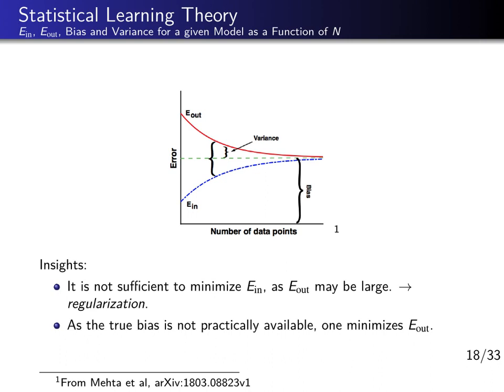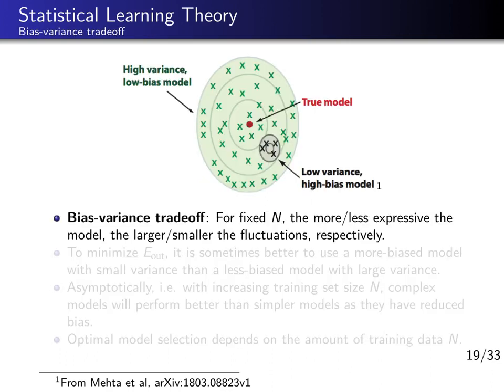The true bias, so the bias in the limit of a large data set, is practically not available. But what is available is the out-of-sample error, the validation error. So practically, this is the quantity we are trying to minimize. We want to achieve the best predictions. There is a trade-off between the bias and the variance of a model.